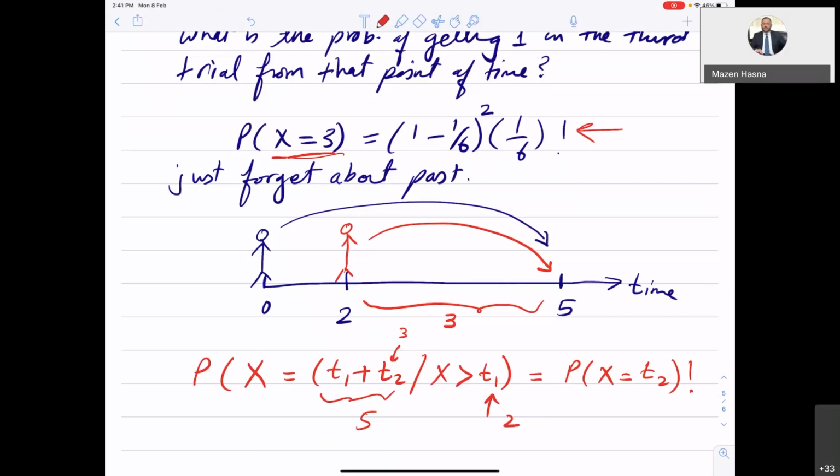So this property is the memoryless property, which is a unique property for the geometric distribution, and as we said, it's a property also for the exponential distribution. When we come to the exponential distribution, we can prove this using the conditional probability rule that we talked about in the previous chapter.